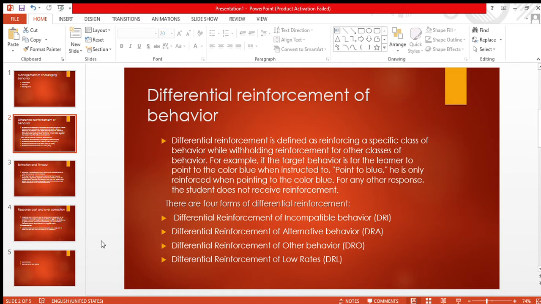Next we have DRL, low rates. Here, low rate means the behavior is allowed to be present, but we maintain the rate of it, so the rate of it should be low.